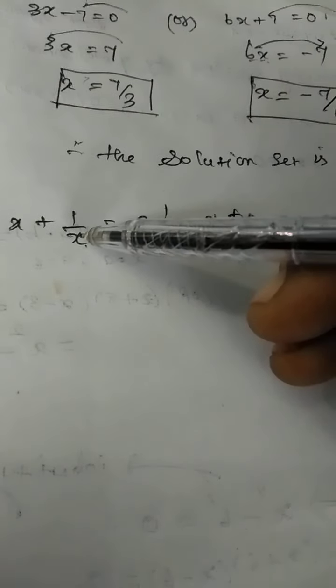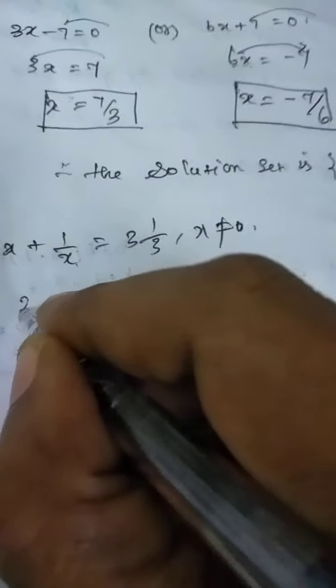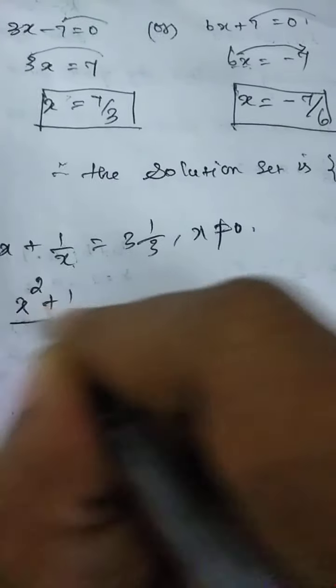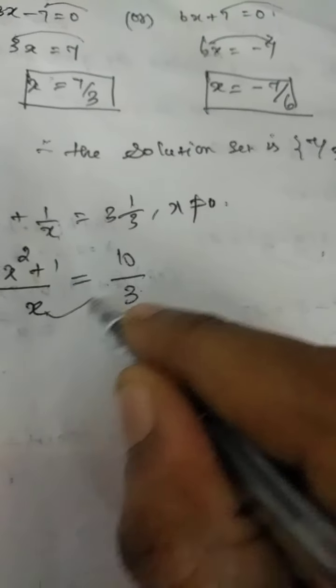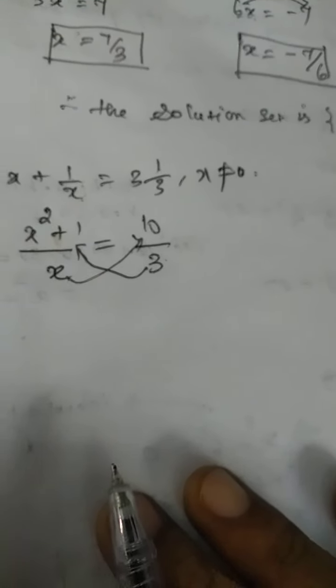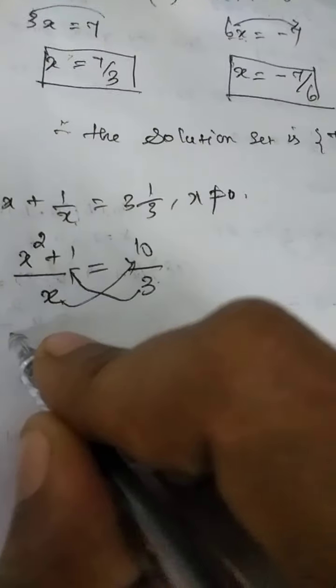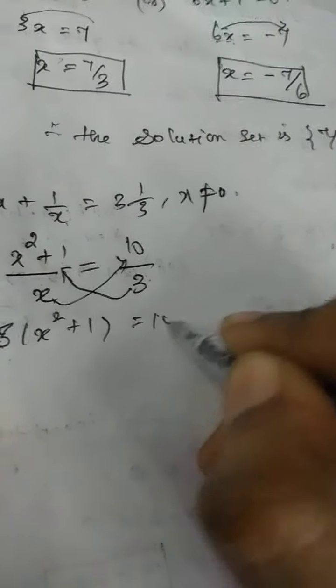So just taking the LCM is nothing but multiplying this denominator into this whole number. So x into x is x square plus 1, whole thing divided by x is equal to 3 3s are 9, 9 plus 1 is 10, divided by 3. Okay, then both sides we have rational form. Just do the cross multiplication: denominators you multiply to the other side, so it goes to the numerator. So it becomes 3 into x square plus 1 is equal to 10x.